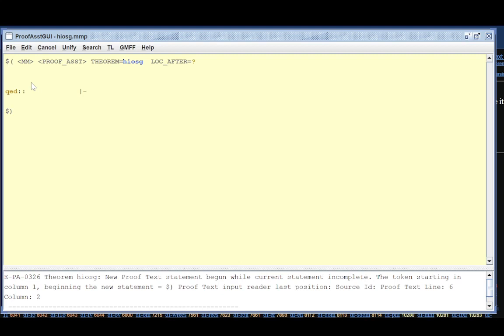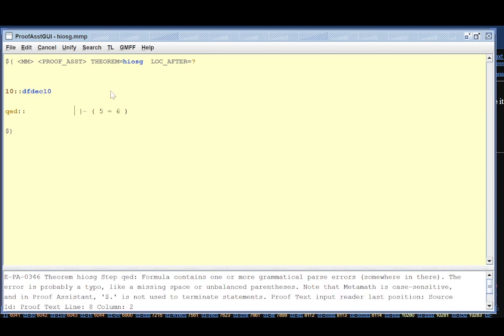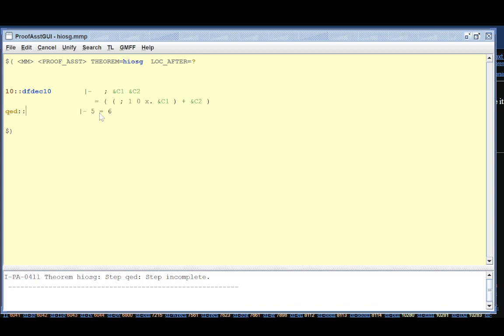So if I get out a new theorem here, and I say, I don't know, maybe I'm trying to prove 5 equals 6, which is going to be a bit of a challenge. But let's say 10, I say df_dec_10, okay? Okay, it doesn't like this. It's saying there's grammatical errors. I think that should fix that. Okay, so it's offering me two slots, and it's saying I've got a slot here, this is what was A, and a slot here for B.